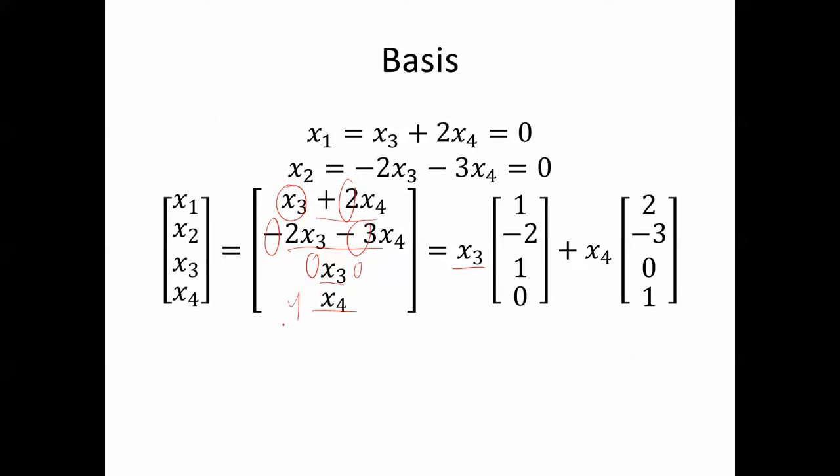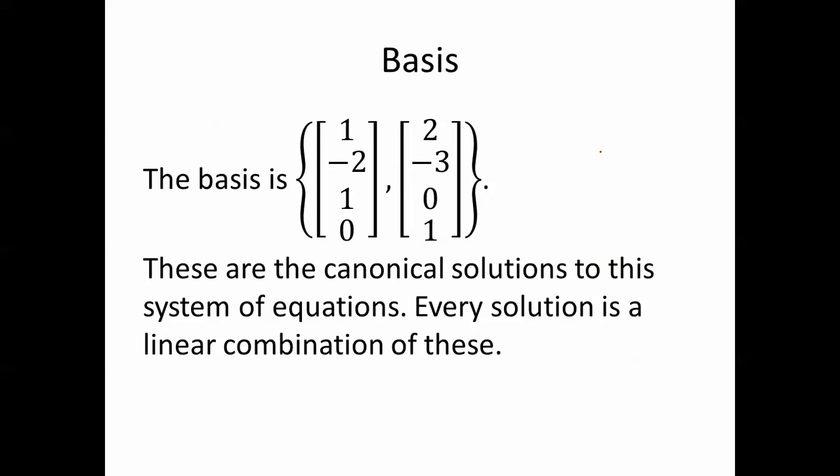So notice, we have a linear combination of those two vectors. Any multiple of these two vectors is going to be a solution. The basis is thus this. These are what we call the canonical solutions to the system of equations. Every solution is a linear combination of these, and every linear combination of these is a solution.